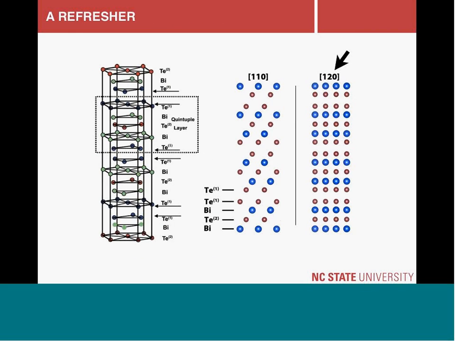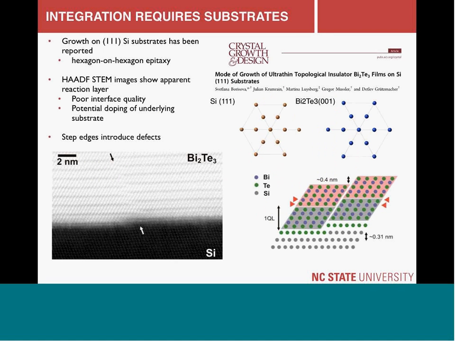Just a refresher here, I'll flip through this, but again, when you're looking at these images, the projections are the difference in rotation around the crystal structure, when you have different structures of these two types, right? They're just 30 degrees rotated relative to one another between those two. Okay. Integration requires substrates. Growth on 111 silicon has been reported. There's hexagon on hexagon epitaxy in that case, so we wouldn't expect it to be a particularly difficult process, okay?